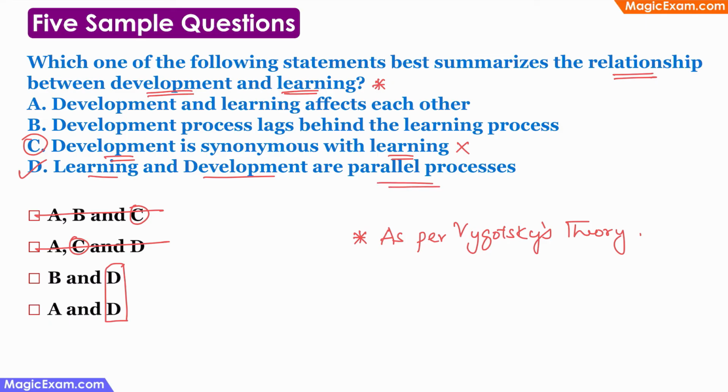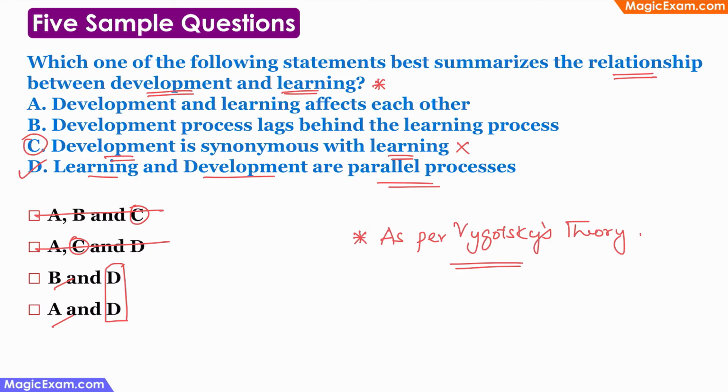That is, both happen in parallel. Now, we have to see whether statement A is correct or B is correct. Now, here the question becomes a little tricky, because in some versions of this question, there is a clarification that we are talking about Vygotsky's theory, right?